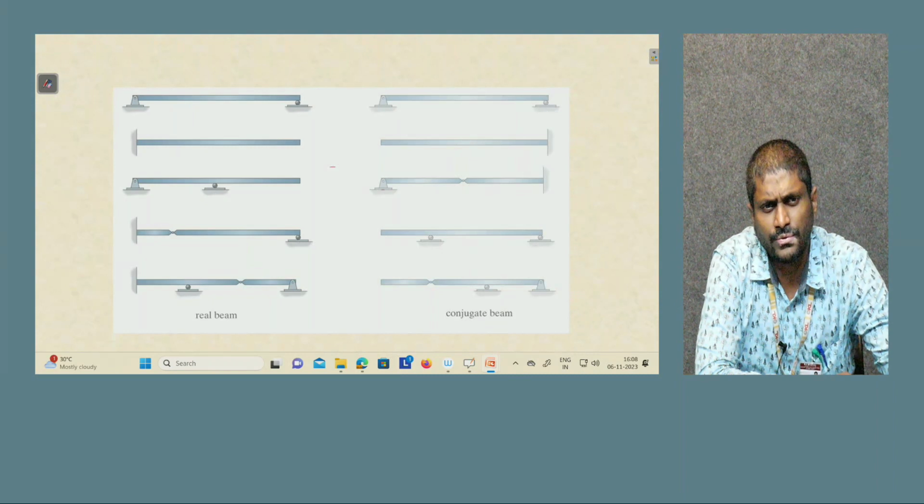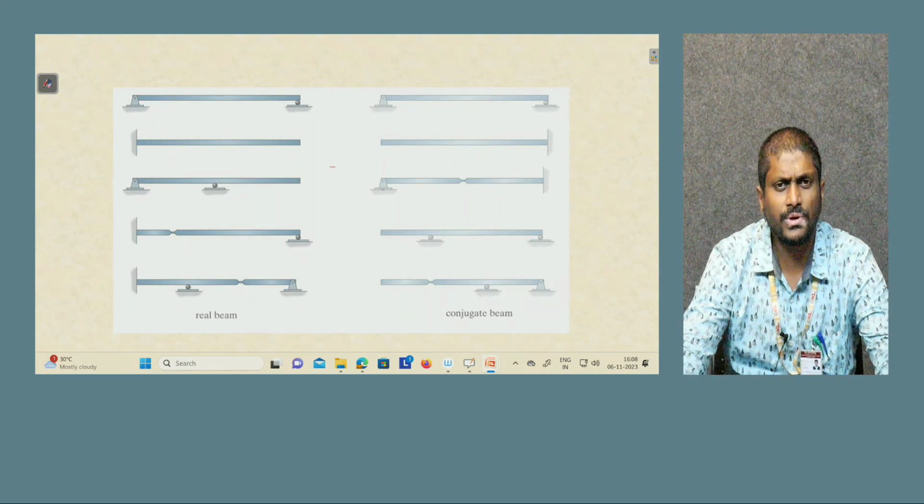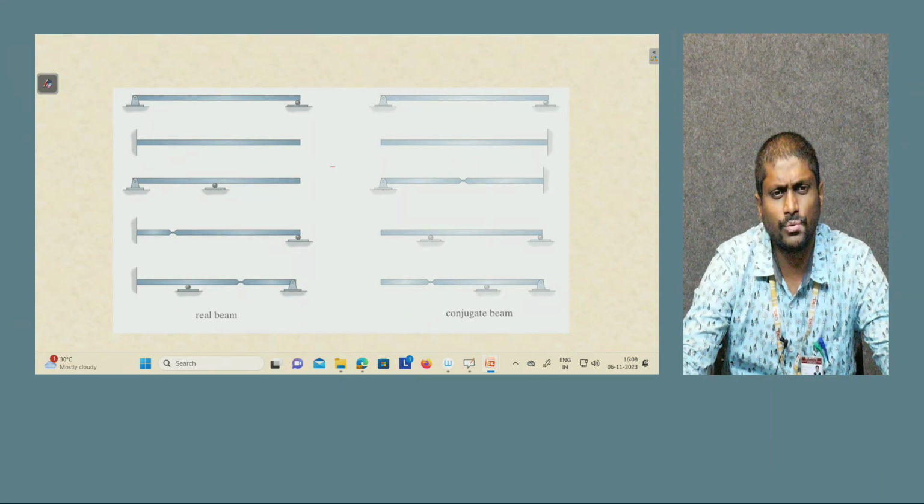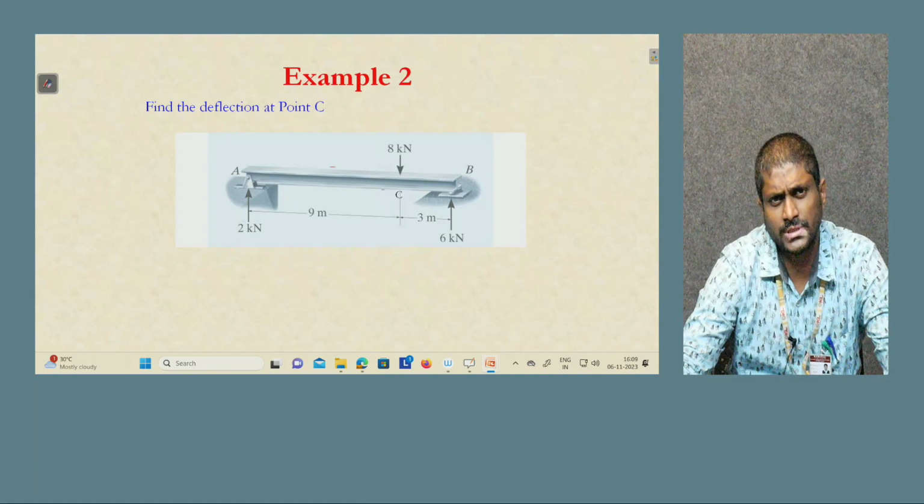Then fixed will become free, internal roller will become internal hinge, internal hinge will become internal roller, and hinge will be hinge. So this is the way to thoroughly understand the concept behind real beam to conjugate beam conversions. Then find the deflection at point 1.